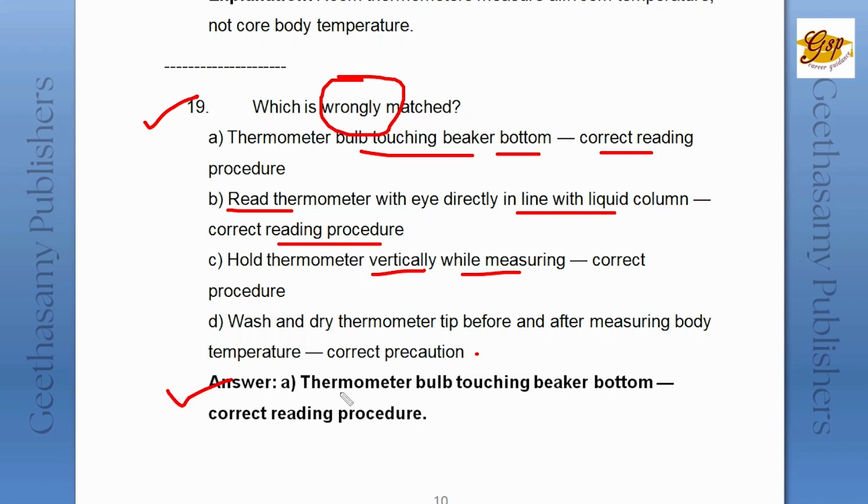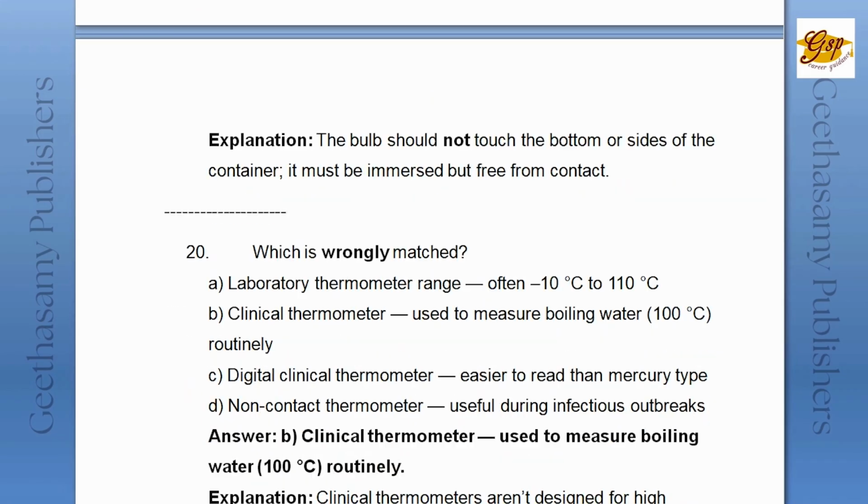So A, thermometer bulb touching beaker bottom, is not the correct procedure. It should not touch. All others are correct. So the explanation is the bulb should not touch the bottom or other sides of the container. It must be immersed but free from contact.